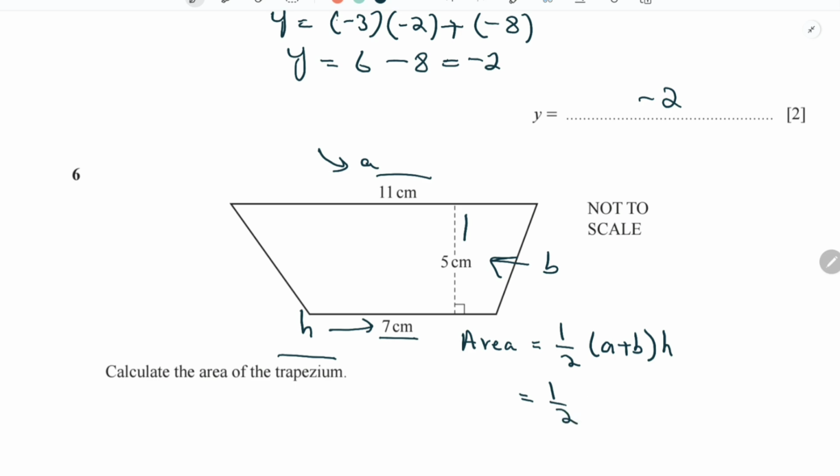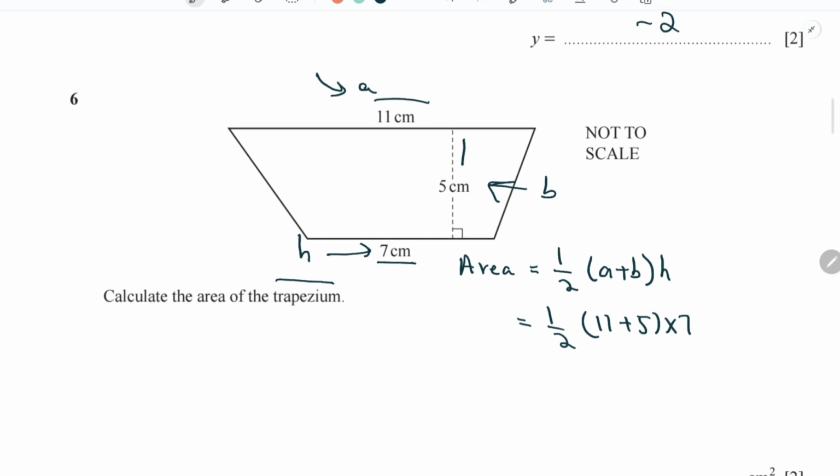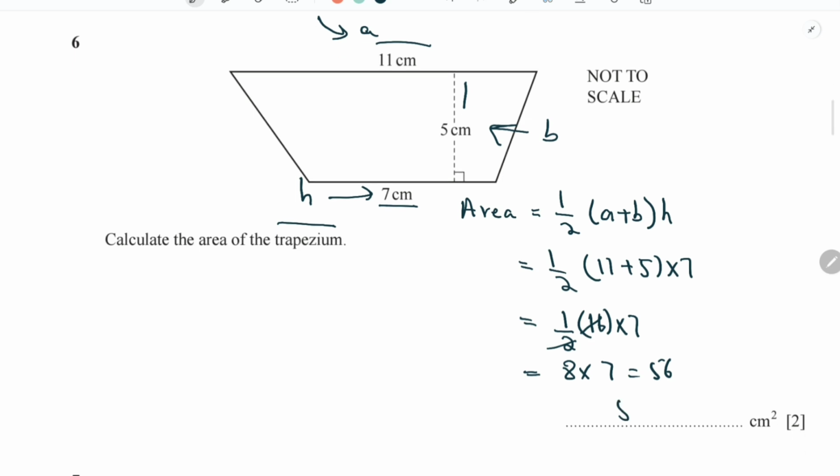So 1/2 times (11 plus 5) times 7. First we solve the brackets. That means 11 plus 5 is 16. So we just write 1/2 times 16 times 7, right? Now 2 times 1, 2 times 8, and 8 times 7 becomes 56. So the answer is 56 centimeters squared. I hope this one is clear.